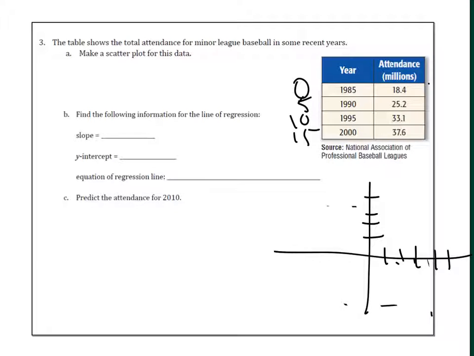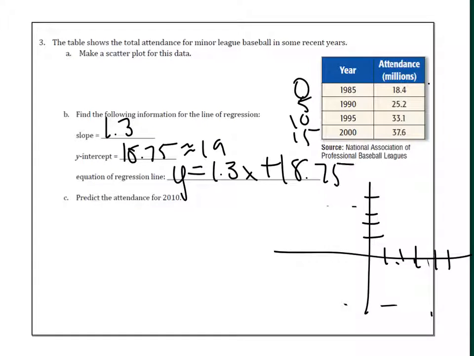So when I run this, my slope ends up being about 1.3, and my y-intercept is about 18.75. So if you had somewhere in the neighborhood of 19, slope of a little bit more than 1, you're fine. So my linear regression line is going to be 1.3x plus 18.75.